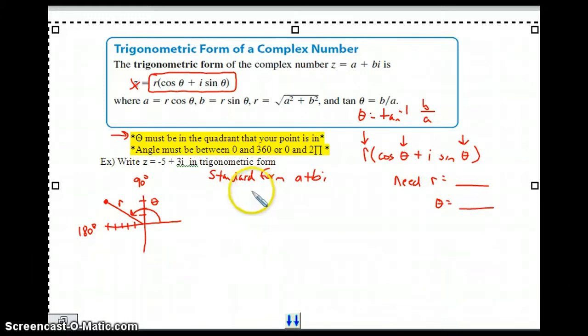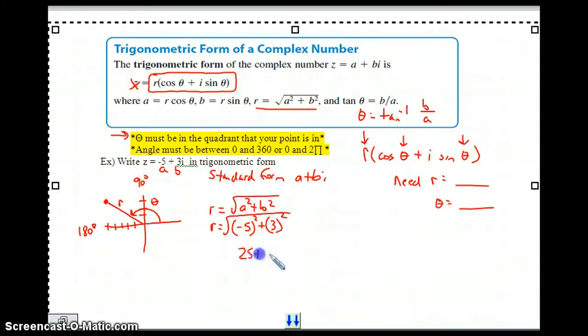So remembering the formulas that we talked about, let's first find r. Well, I know the formula for r, which is right here, is the square root of a squared plus b squared. And in my problem, a is 5, b is 3. It's not the i, it's just the 3. So we'll do -5. I think I said a was 5, it's really -5. Plus 3 squared. So we get 25 plus 9. Square root of that is 34. So our r is equal to the square root of 34. Let's write that over here.